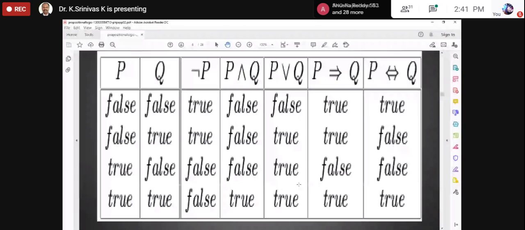Now look at the implication. False implies false is true. I did not give you money, you did not give me anything. True. It's implied: if I'm not giving money, it is implied that you're not giving me anything. Next, false implies true. I'm not giving you money, but if you give me something, I'll take it. That's true.